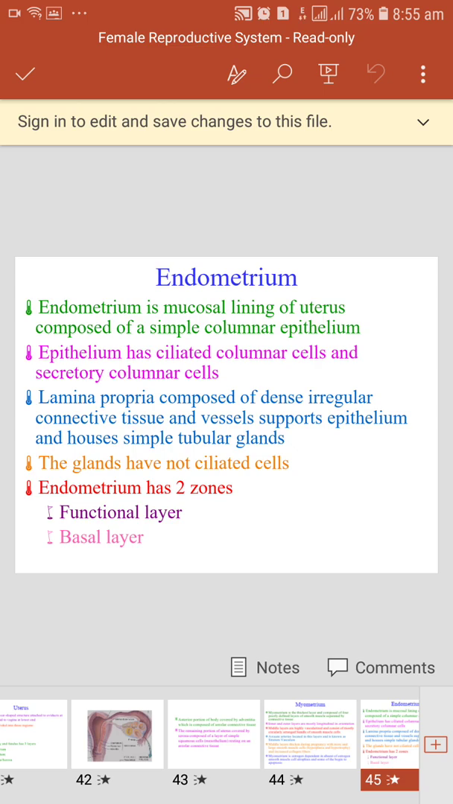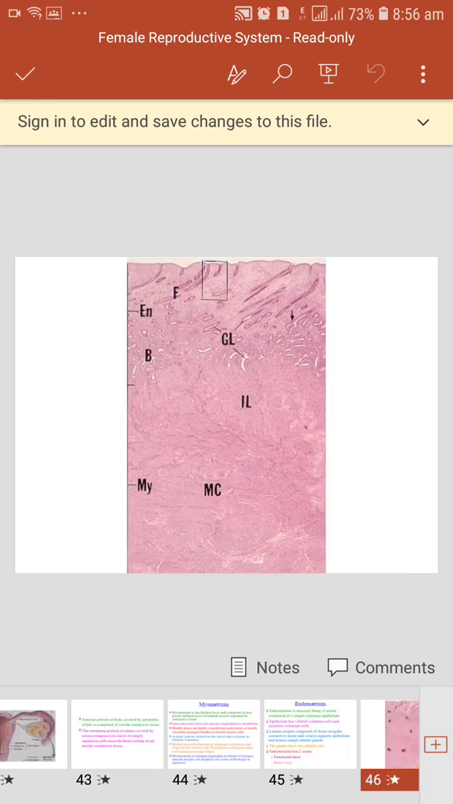In case of endometrium, which is the innermost layer, it is the mucosal lining of the uterus composed of simple columnar epithelium. It has ciliated columnar cells and secretory columnar cells. Lamina propria is composed of dense irregular connective tissue and vessels, supports the epithelium and houses simple tubular glands. The glands have no ciliated cells. It has two zones, functional layer and the basal layer.